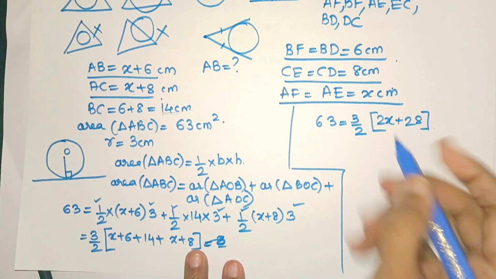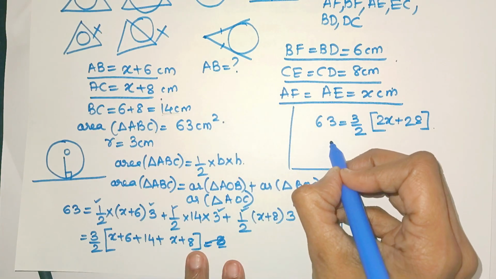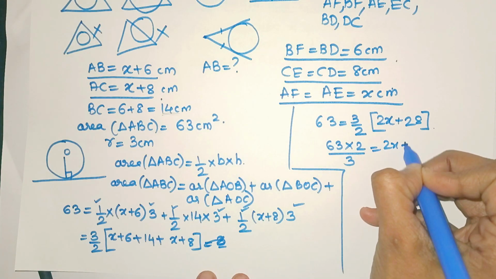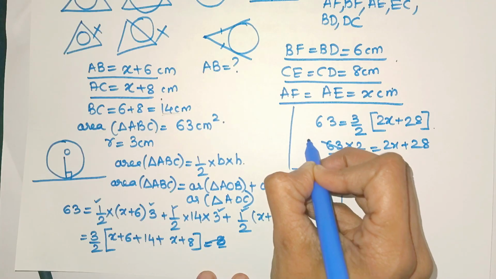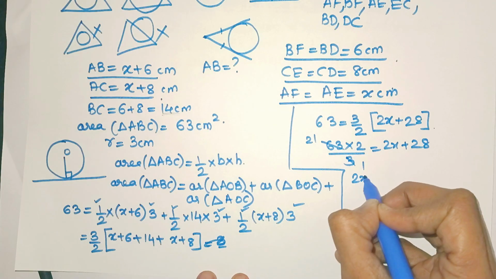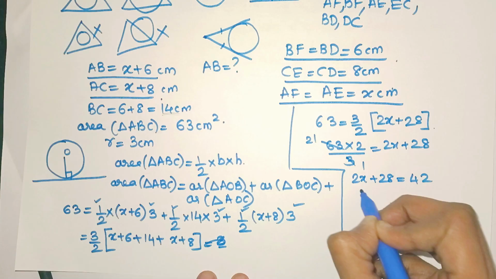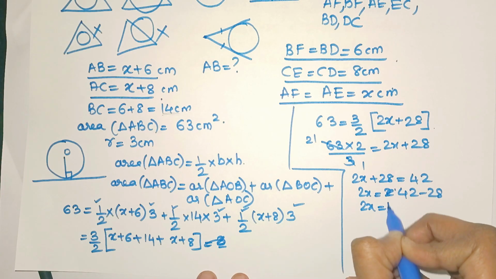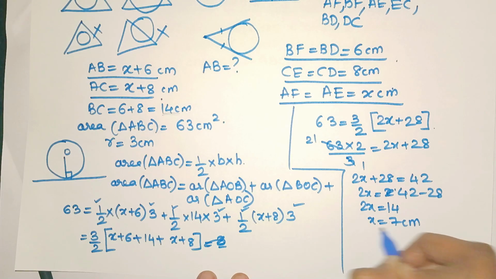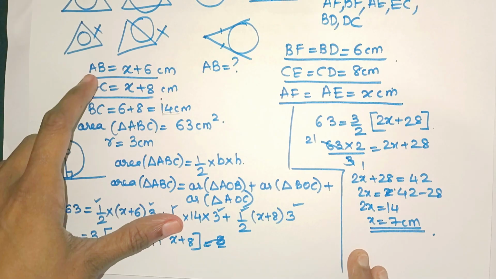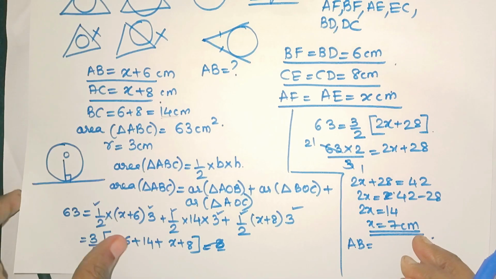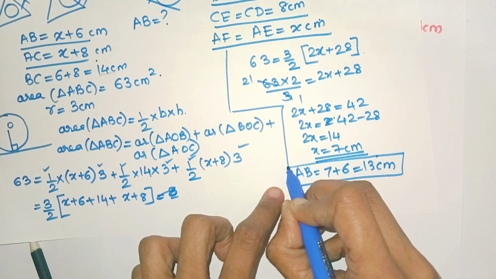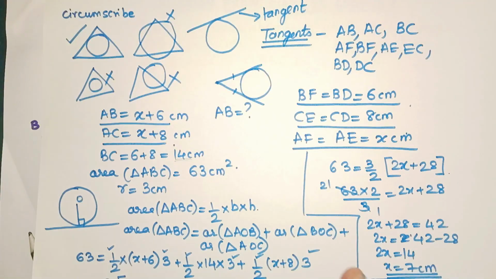Now remember friends, I want the value of x, so I'll bring all the other numbers to the other side. So I'll get 63 into 2 divided by 3 equal to 2x plus 28. Yes, I can cancel it out. So I'll get 2x plus 28 equal to 42. So that means, yes, what is 2x? 14. So x is 7 centimeters. But what we want is AB, which is x plus 6, that is 7 plus 6, which is 13 centimeters. So that is how we find the length of the side AB.